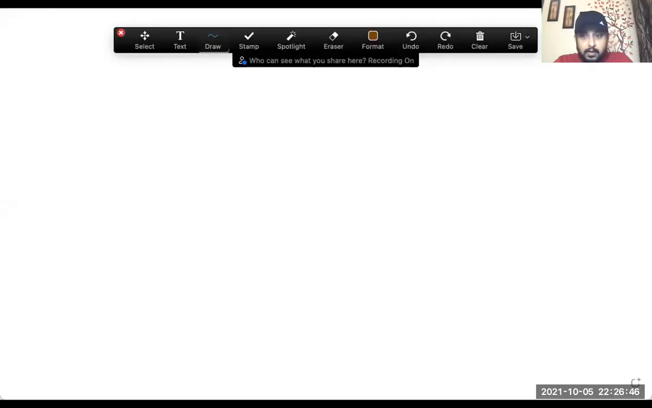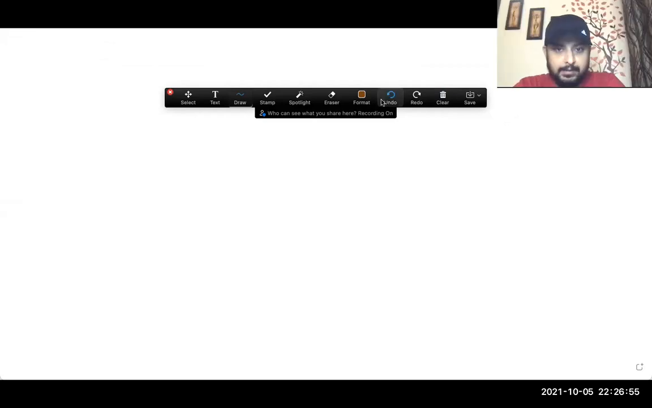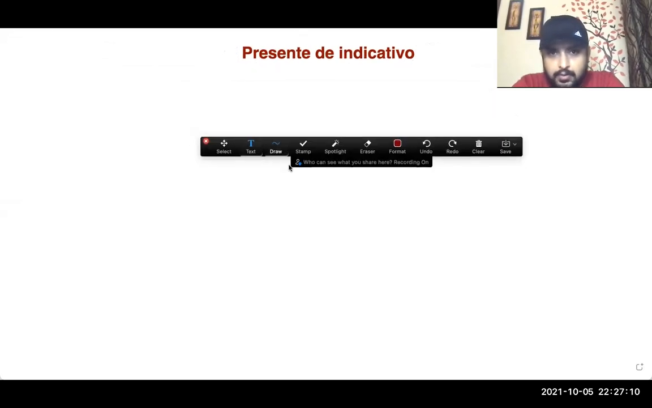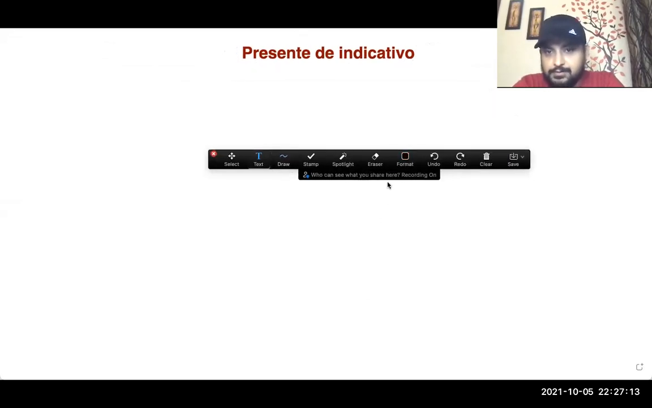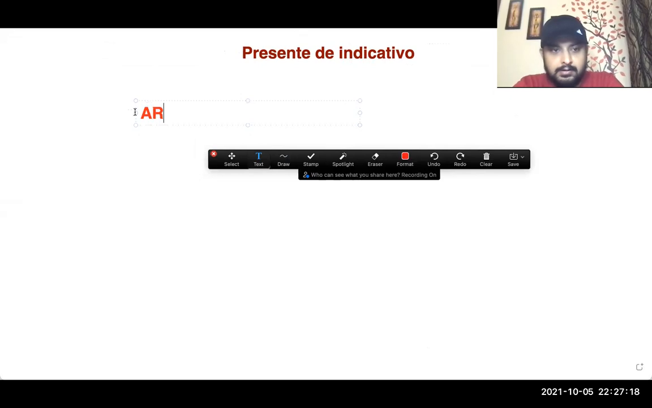Vámonos. Okay, this whiteboard is visible to everyone. Los verbos en presente. So we call this tense presente de indicativo, or simple present tense if we talk in English. In Spanish, we have three types of verbs, right? One ending with AR, another ending with ER, and one ending with IR.